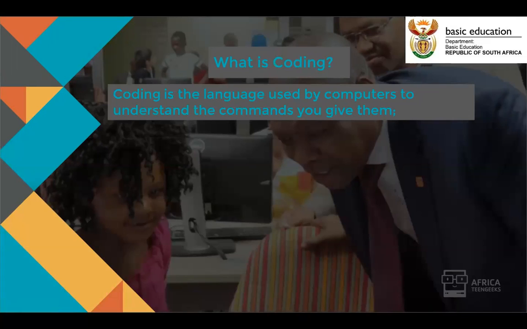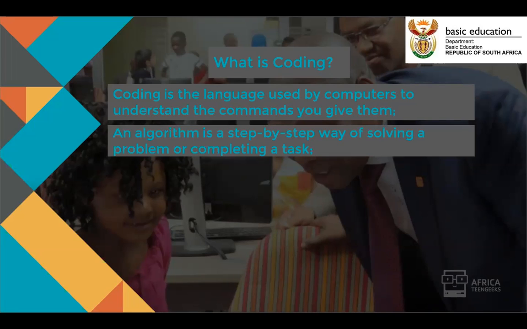It is just a language that is used by computers to understand the commands that you give it. Some of us speak Afrikaans, some of us speak English, some of us speak isiXhosa, Zulu, Pedi, Venda. So we have different languages. And if you want to learn a new language, then you can just learn that language. So coding is the language that is understood by computers. And then I said we were going to learn a new word called algorithm. It is just a step-by-step way of solving a problem or completing a task.